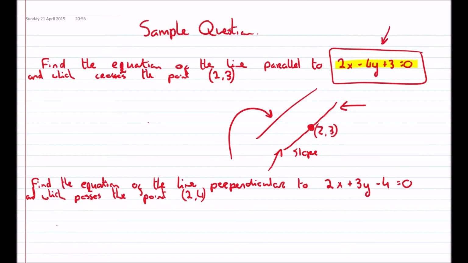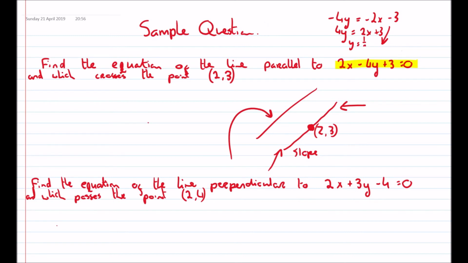So, find the slope of this. Minus 4y equals minus 2x minus 3, because I want to put it in the form y equals mx plus c. So we'll change the signs. 4y equals 2x plus 3. So y equals 2 over 4, which is a half x, plus 3 over 4. So the slope is a half. Okay, slope is a half for this. Slope is also a half for this then, because they're parallel.